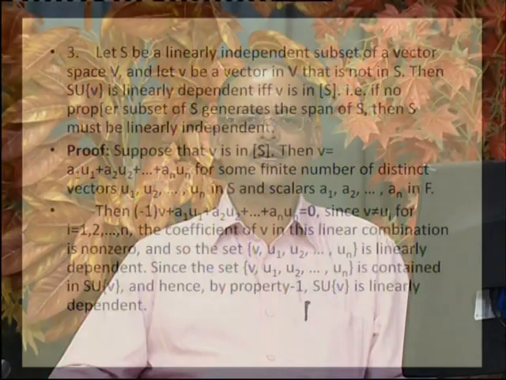Now I have to present the third property. Let S be a linearly independent subset of a vector space V, and v is a vector in V that is not in S. So we consider a vector in V which is not lying in S. Then S union the single point set {v} is linearly dependent if and only if v lies in the span of S. That means that no proper subset of S generates the span of S. Then S must be linearly independent. For that one, I have to give the proof.